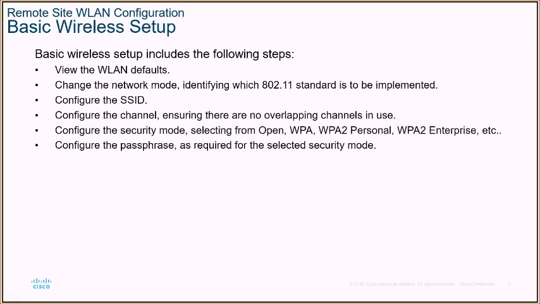So then you can do the wireless setup. You can view the wireless defaults, change the network mode, identifying which 802.11 standard you're going to use, give it an SSID, and configure the channel, ensuring there are no overlapping channels in use. Configure the security mode, so you've got Open, WPA, WPA2 or WPA2 Enterprise, and quite possibly some more. WPA3 is at the least close. Configure the passphrase as required for the selected security mode.